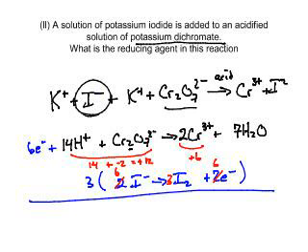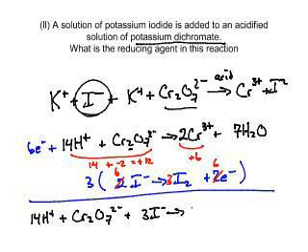So my final answer will be 14H positive plus the dichromate Cr2O7 2 minus, plus 3I negative makes 3I2 plus 2Cr3 positive plus 7 waters. There's a long one, huh?